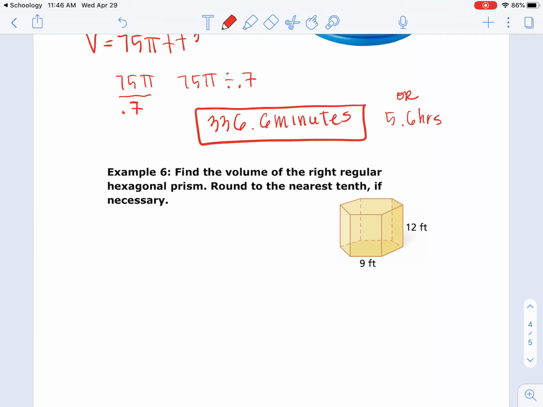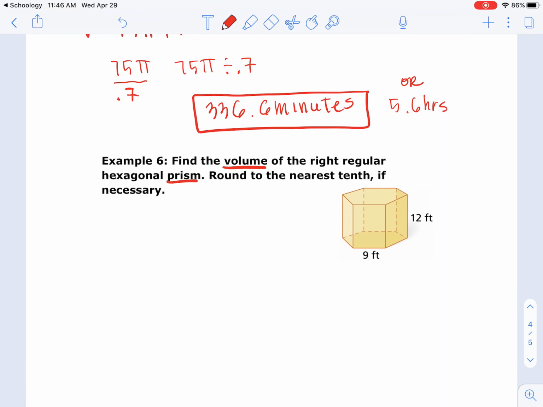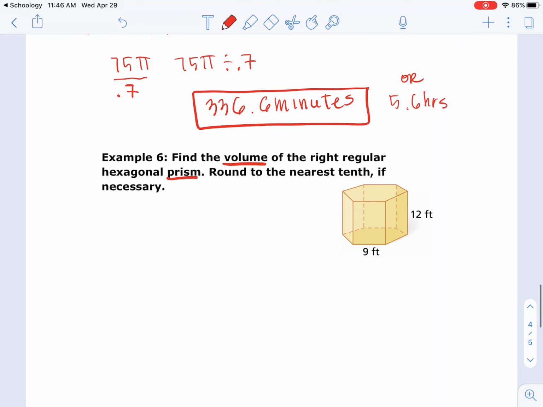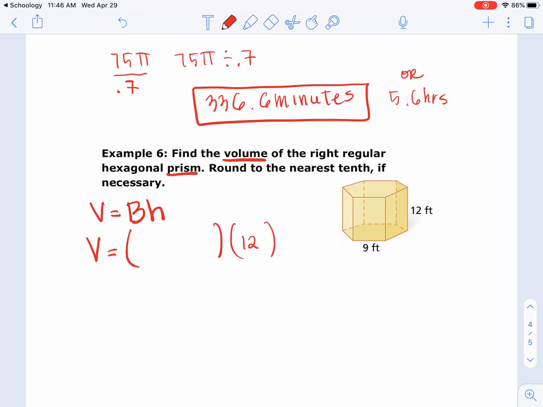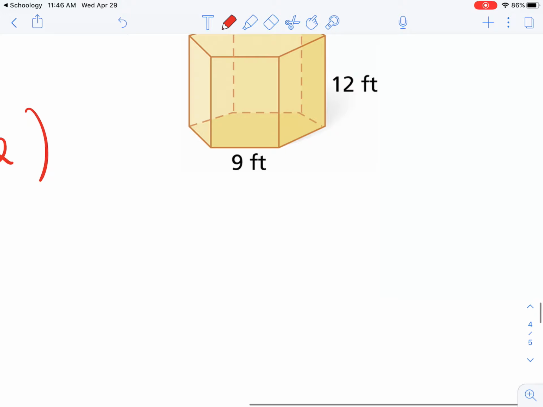if necessary. So first off, I need the formula for volume of a prism, right? Volume of a prism, it's not rectangular, it's not a cube, so I have to use volume equals area of the base times height. I need area of the base, which I did not give you. I need height, which I did give you, 12. Right? See that? All right, so now I have to come over here and find area of the base.